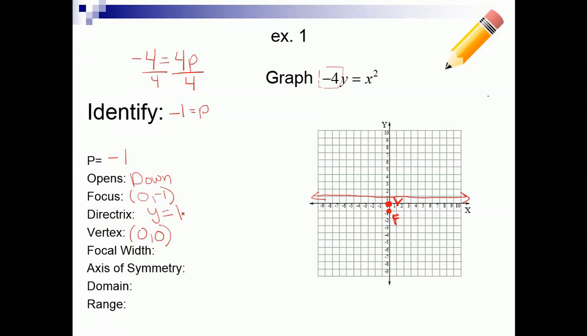Now, you're probably saying, what is this focal width? Well, the focal width allows us to figure out how far away from my focus my parabola is going to go. Your focal width is going to be whatever this number is, except without the negative. So my focal width is 4. What this means is my parabola around the focus will have a width of 4 units.